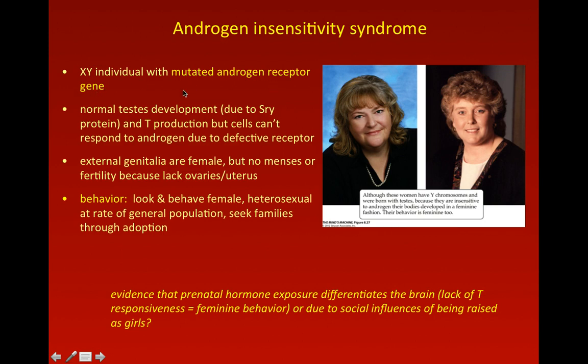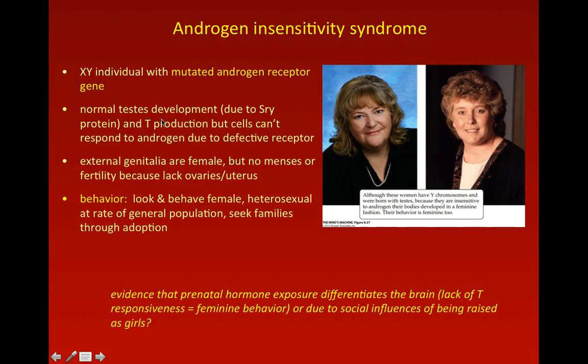So this means that they cannot make functional androgen receptors, so no matter how much testosterone is around, their cells can't respond to it. Because they have the Y chromosome, they have the SRY gene, they make the SRY protein, which triggers the normal development of testes in embryonic development. Testosterone is produced by these testes. There's nothing stopping that. It's perfectly healthy.